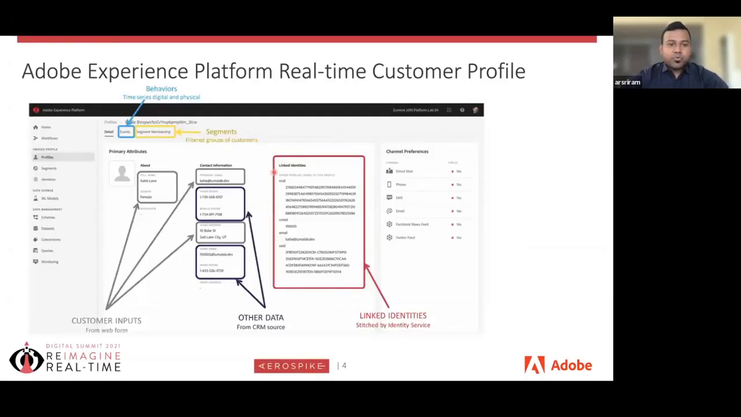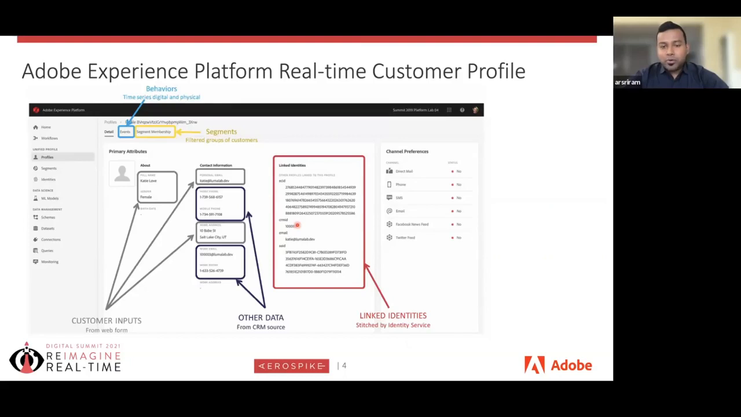So what is a real-time customer profile? This is a view of the platform UI that shows one real-time customer profile. We have data coming in from customer inputs. This could be from web forms. There's also data coming in from other CRM sources. This could be from MySQL databases that are hosted by the customer. And what this view gives you is a combined 360 view of the customer across all of their touch points. This data is actually collected under different IDs. In the IDs mentioned in the red box, each one of them is a separate silo that has some information about the customer. By bringing all this data together in a single view, we're able to capture a 360-degree view of the customer. And this linking is enabled by identity resolution services.